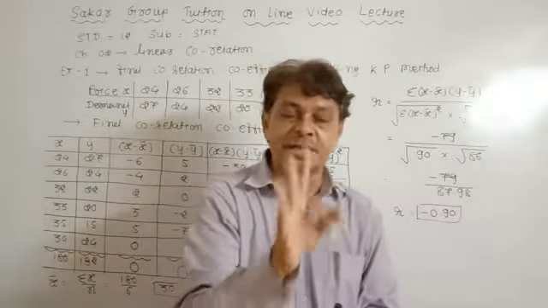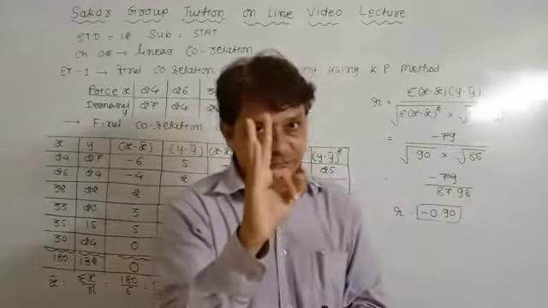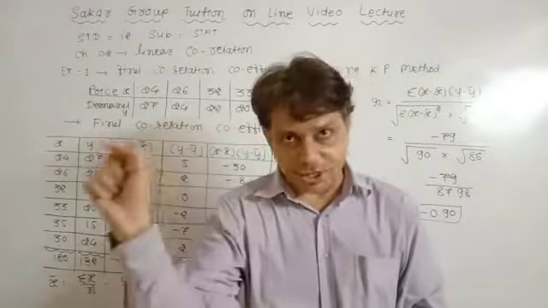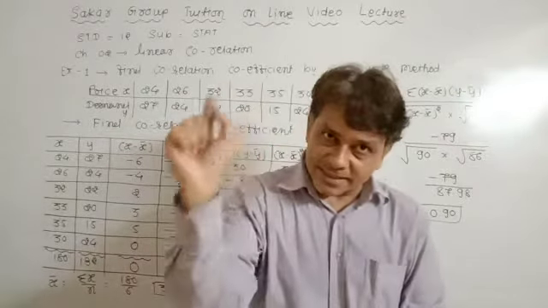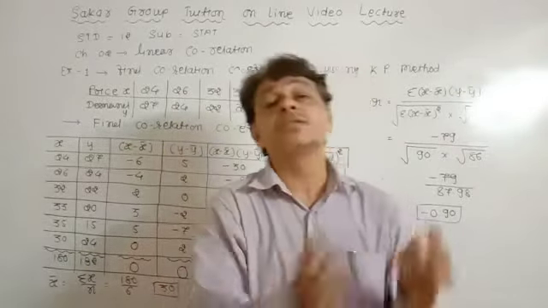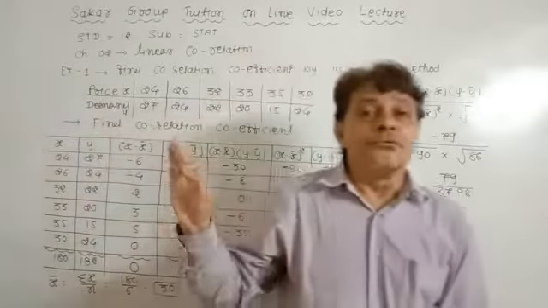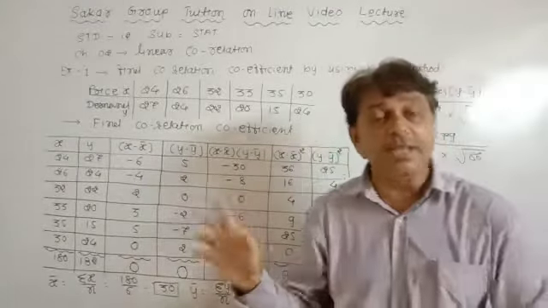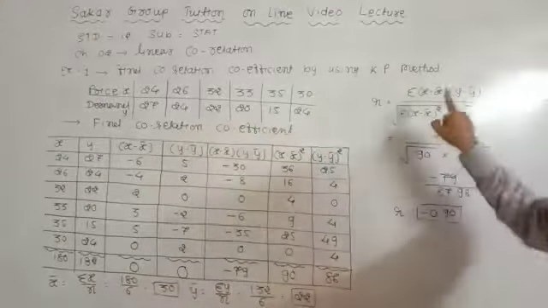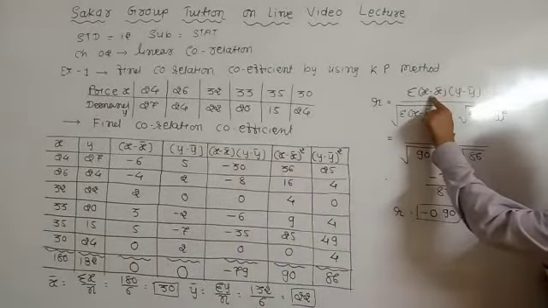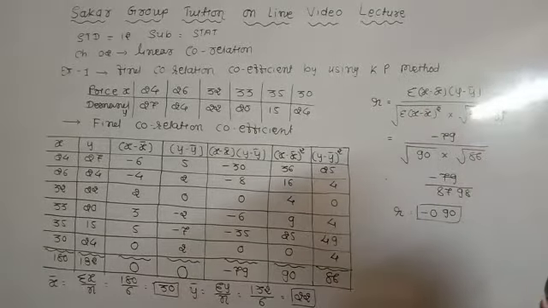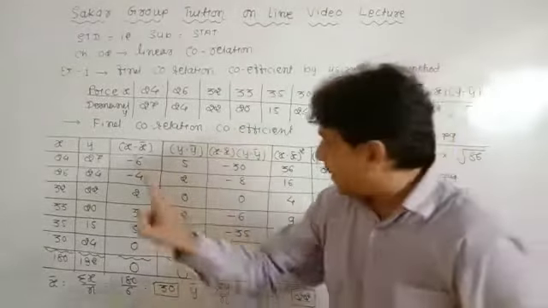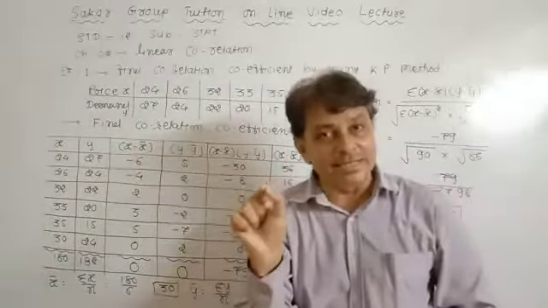So we need three different values to put in this formula: sigma (x minus x bar) into (y minus y bar), sigma (x minus x bar) square, and sigma (y minus y bar) square. For these three values, we prepare some columns. Now listen carefully. First you need x minus x bar, so beside y, first we prepare this column x minus x bar.